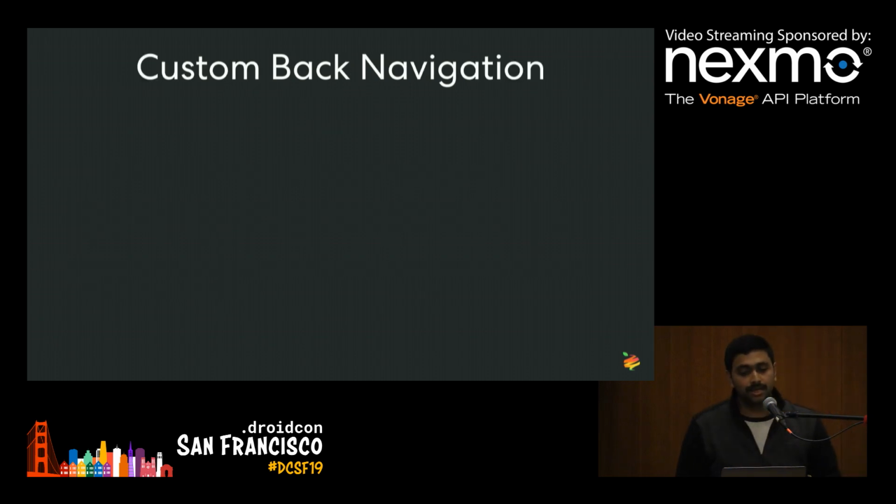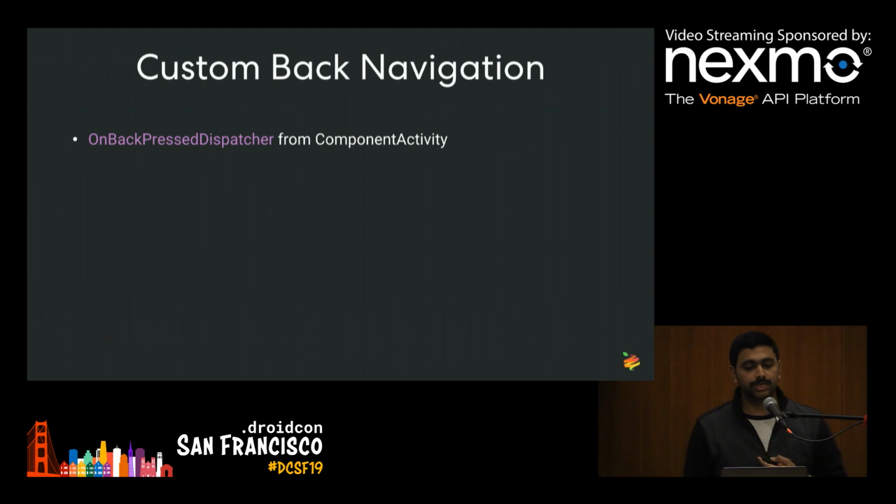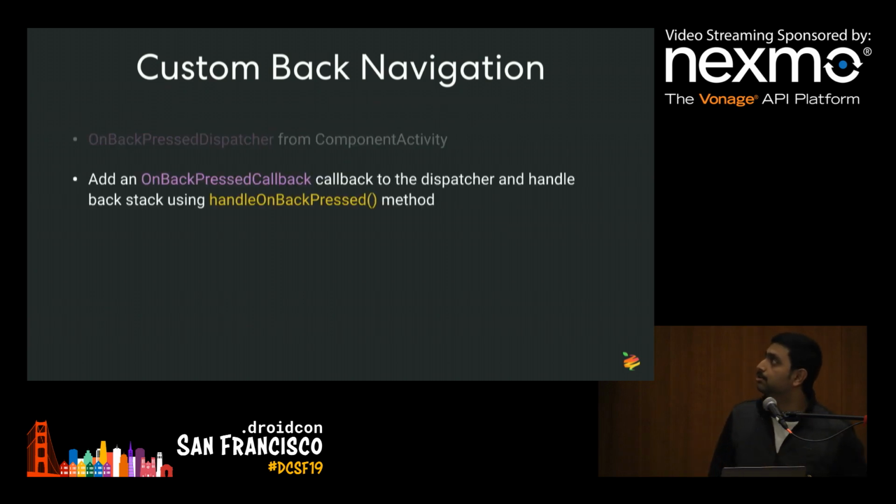There is also custom back navigation, where ComponentActivity, which is the base activity for FragmentActivity, which is the base for AppCompatActivity, has a nice little OnBackPressedDispatcher. What you can do is get an instance of this and say addCallback, and add an instance of OnBackPressedCallback to that. And you can handle any back presses over there. So this is preferred over overriding onBackPressed on your own and doing stuff.